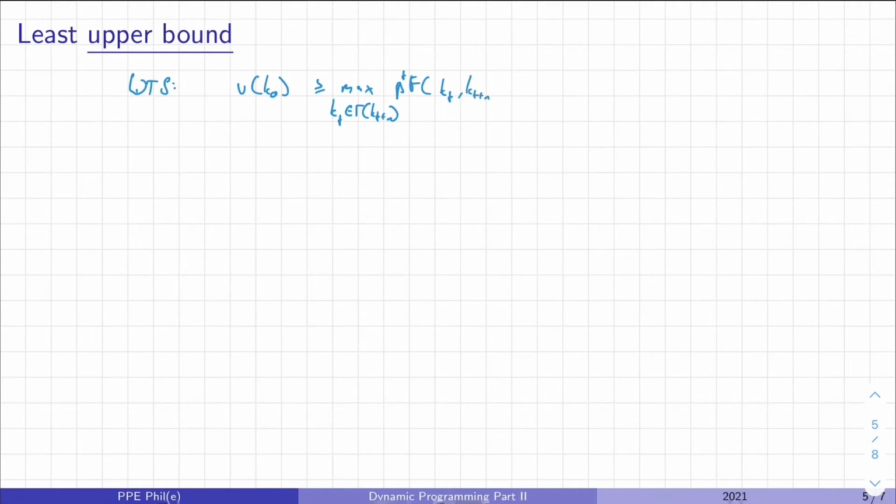Well, so in theorem 3, we assume that the candidate function satisfies the functional equation. That means that v of k naught is equal to the maximum over k1, which is feasible from k naught, maximizing the functional equation.